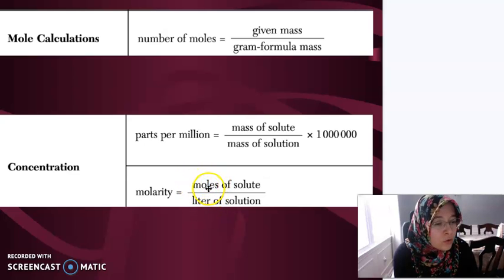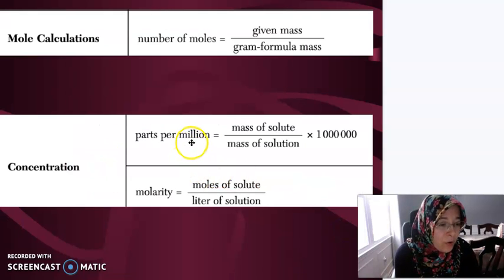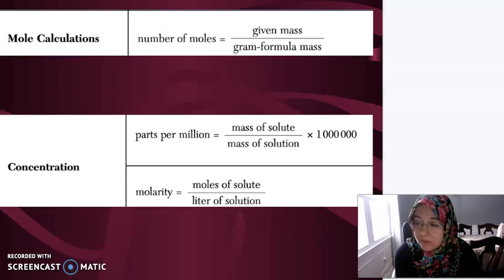You need to find moles of the solid, like if your solid is salt in water, you need to find how many moles and then divide it by liter. If you forgot how to calculate moles, the mole calculation formula is also in the table: given mass divided by gram formula mass. If it is part per million, you will take the mass ratio of solid and solution, and since it is million, you multiply it by 1 million. Let's do some examples here.